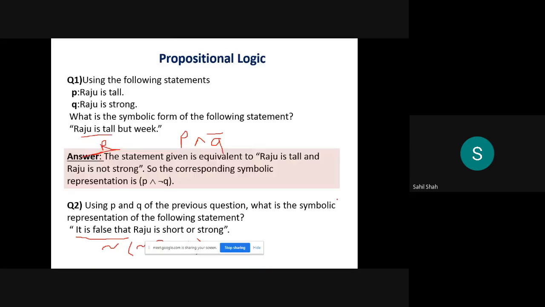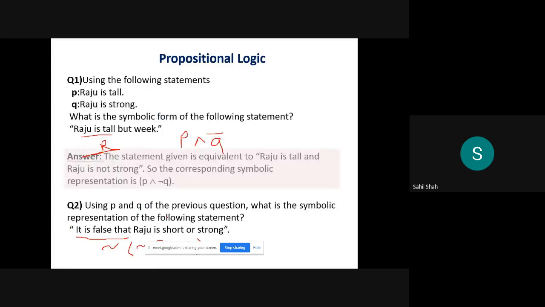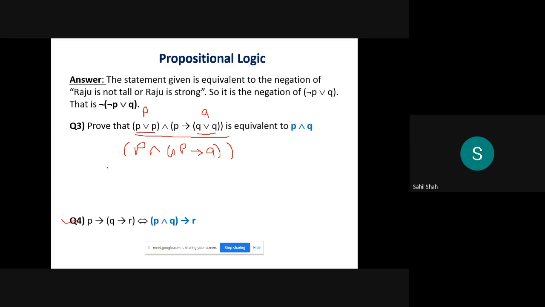If we visit the last slide, you can observe that there is a rule. Rule number 18. P conditional Q is equivalent to negation P or Q. That we have to use while solving this example. So further this will be replaced by, inside a bracket, negation of P or Q.